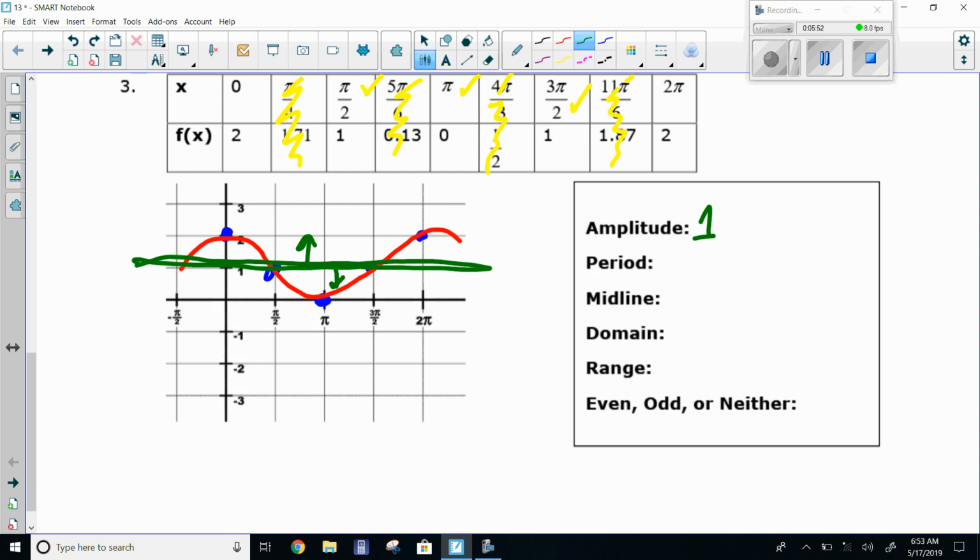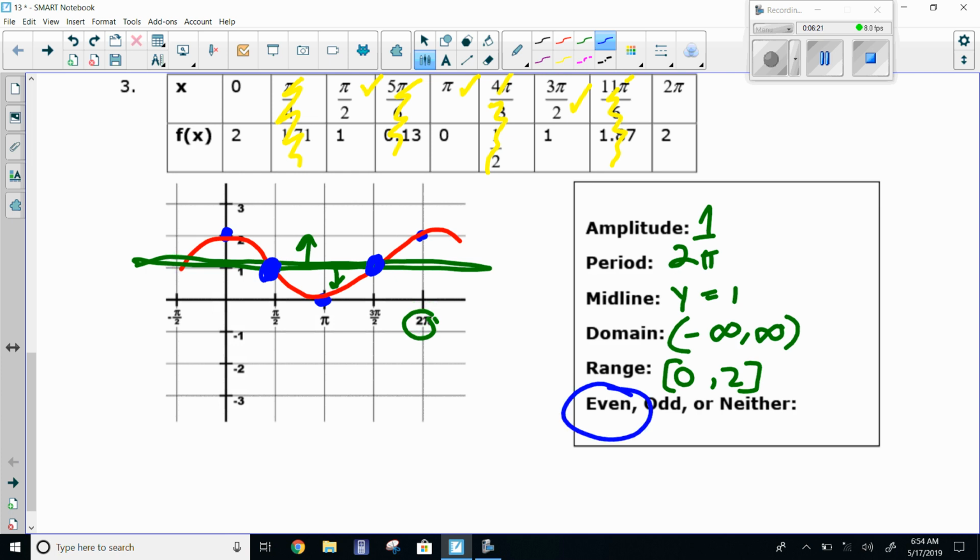My period is where the 5th dot lands, so my period is going to be 2 pi. My midline is the green line that I drew, so that's at y equals 1. And then my domain, we should never miss a domain question on these because they never change. And then the range is from 0 to 2, lowest to highest. This shape, if you notice, the midline, let me pull these dots up again. There's only 2 dots on the midline, so that indicates that it's a cosine, and all cosines are even.